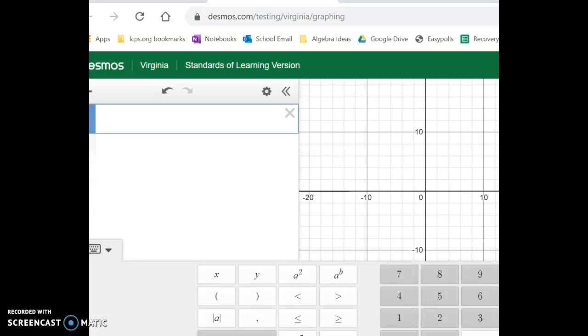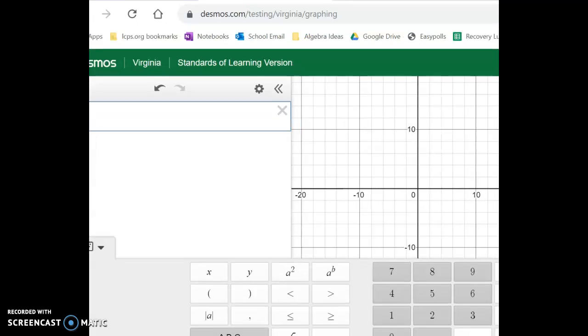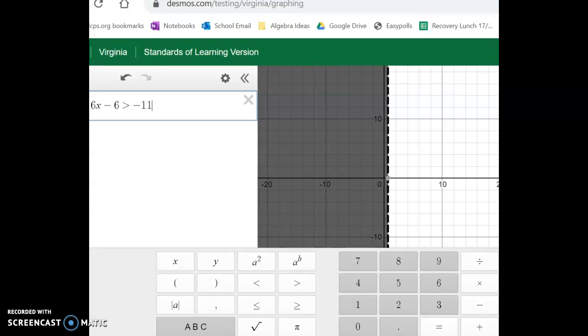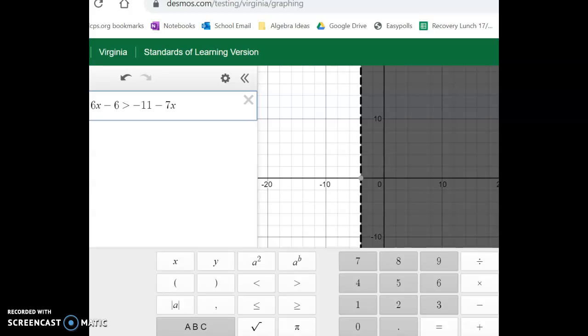Right here is where I'm going to put in the actual inequality. I'm going to put in my -1, minus 6x, minus 6, and notice my x is here, minus 6. That's going to be greater than -11 minus 7x. Notice with this, if you look at the number line here, my -4, because we've got -2, -4.